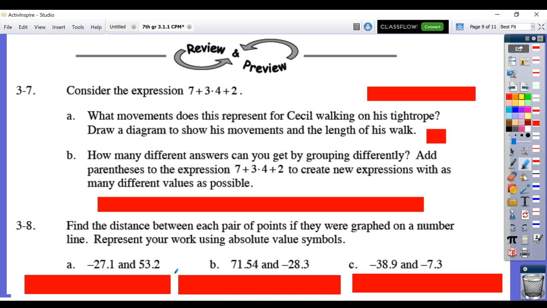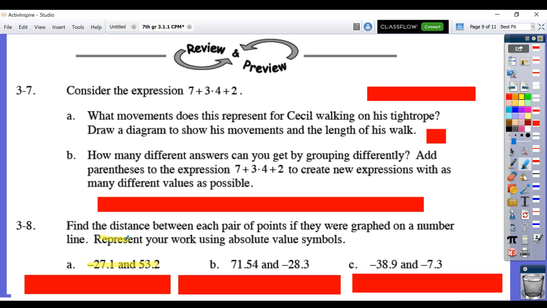For 3.8, they want you to find the distance between each pair of points if they were graphed on a number line. So in other words, what's the difference between negative 27 and 1/10 and 53 and 2/10? Now remember, to find the distance between them, you want to think about either subtracting them, because difference means subtracting, or you might want to think about going from negative 27.1 to 0, and then 0 to 53.2 and adding those distances.